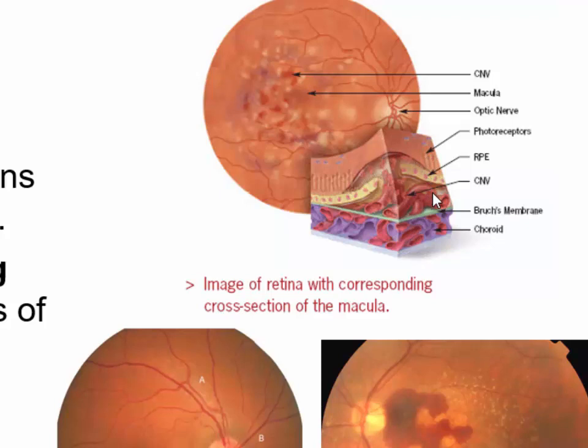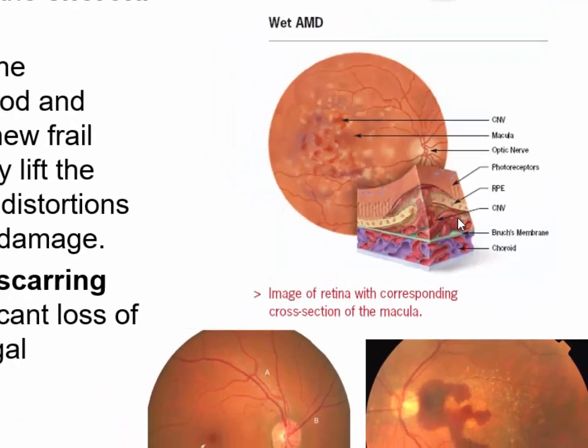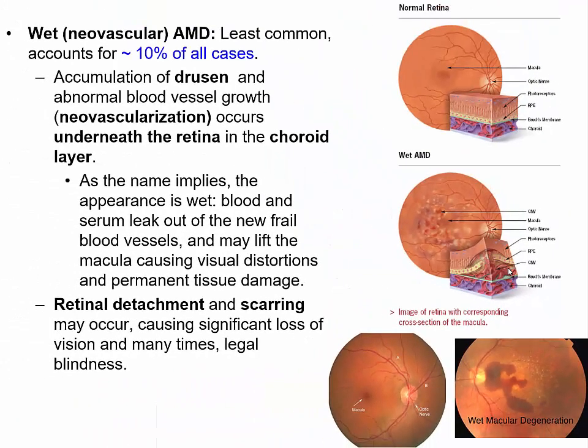As the name implies, the appearance is wet. Blood and serum leak out of the new frail blood vessels, because you're producing lots and lots of blood vessels in people who have wet AMD. For some reason, they're making lots of blood vessels. They don't know exactly why. This can cause visual distortions and permanent tissue damage. It can also result in a retinal detachment and scarring, causing significant loss of vision, and many times it can cause legal blindness. Here's an image of wet macular degeneration, accumulation of blood vessels and serum that can lift the retina off the back layer of the choroid.